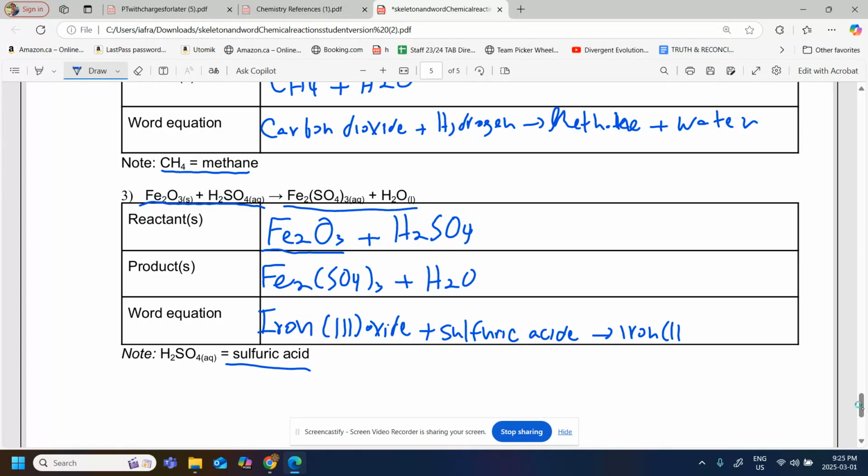Again, it's iron 3 sulfate. If you just wrote iron sulfate, you would have been fine. Plus some water. Now I say you would have been fine if you wrote iron sulfate, assuming you didn't learn about multivalent elements. If you did learn about multivalent elements, the expectation is that you do put iron 3 sulfate.